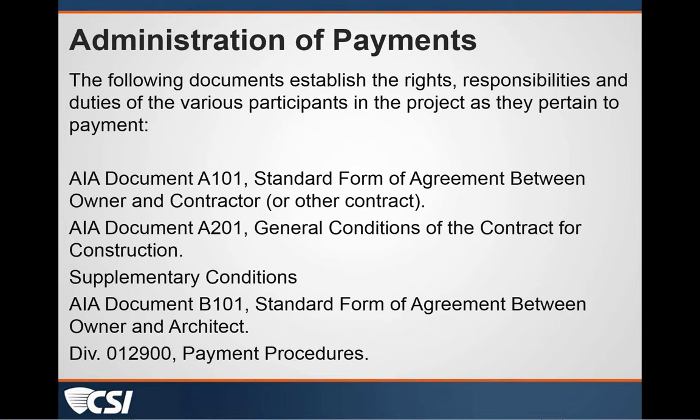So the contract documents are what establishes the rights and responsibilities of the various parties as it pertains to payment. That can be found in several different documents, and they all work together. First is the standard form of agreement between the owner and the contractor. And on the screen you can see AIA document A101. There are other AIA contract documents, and as I mentioned before, other documents out there other than just the AIA. And then you also need to look to the general conditions of the contract, any supplementary general conditions or other conditions that might be a part of the contract documents. And then you also need to look to the agreement between the owner and the architect or engineer.